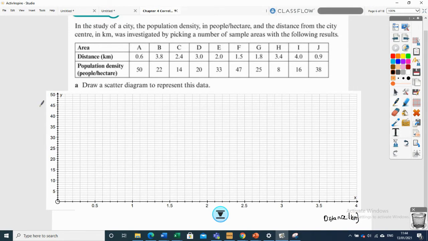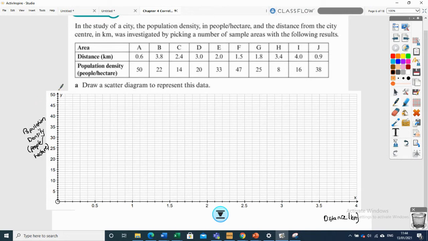And then the population density, the dependent variable, goes on the y-axis. And the units there is people per hectare. What have I missed there?